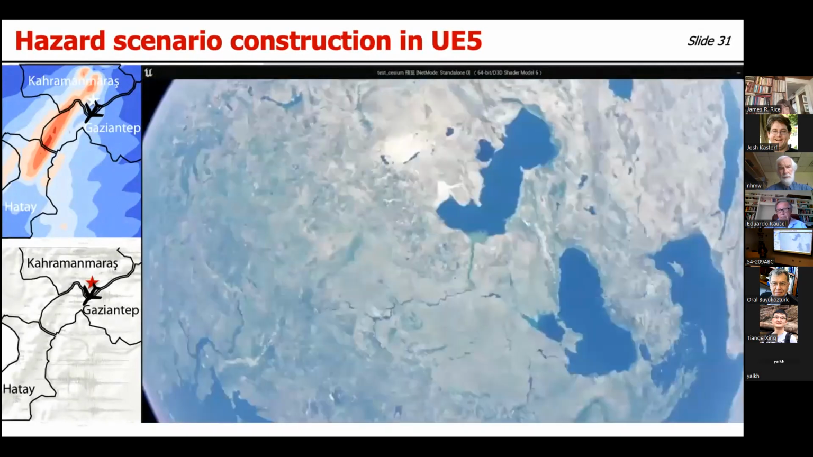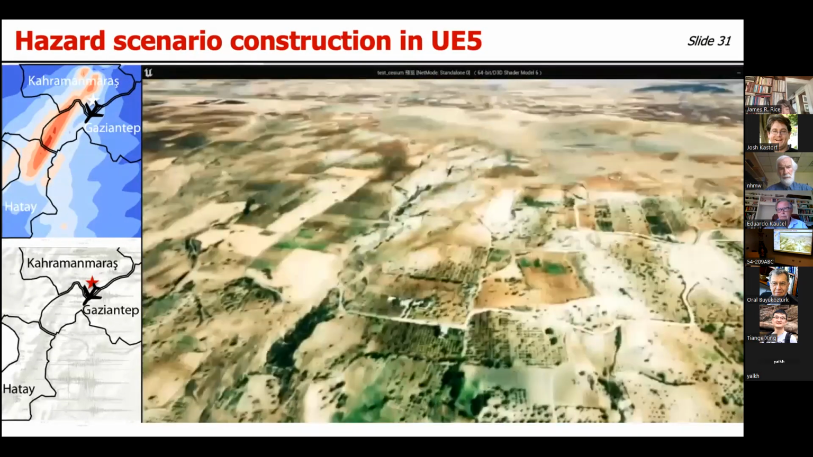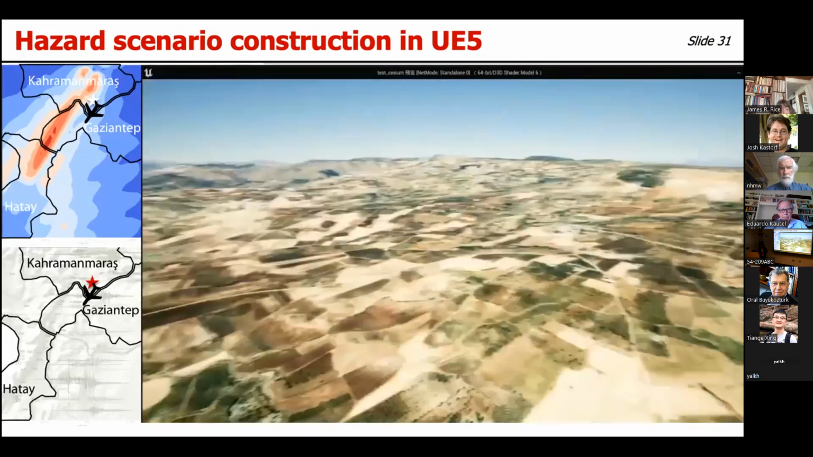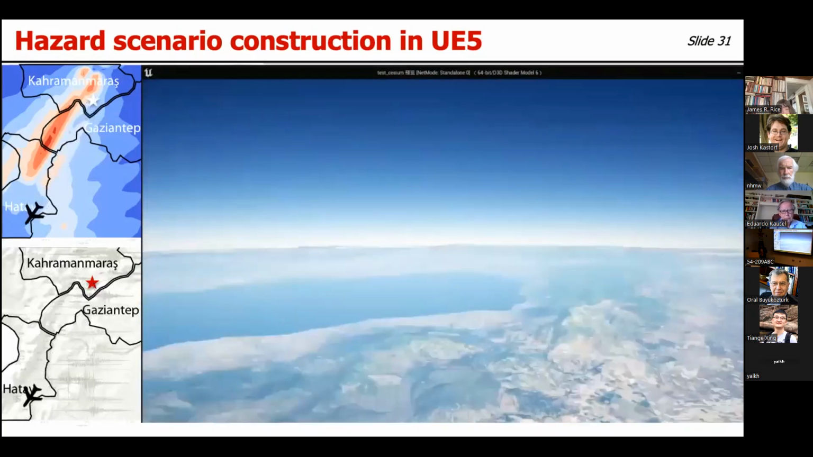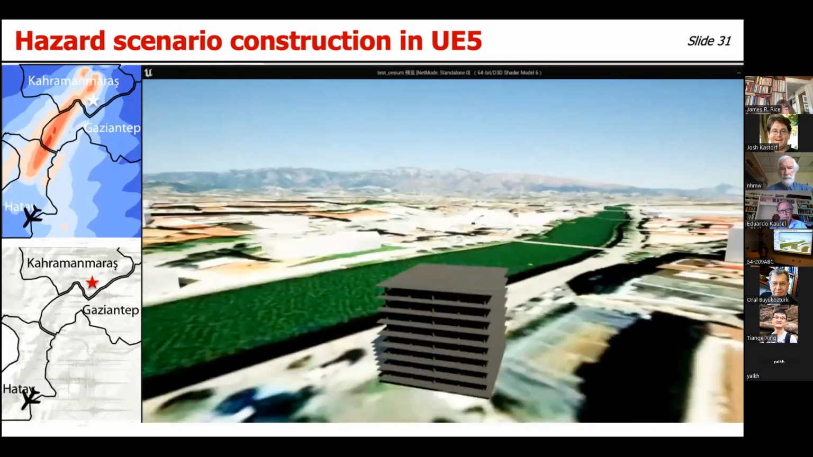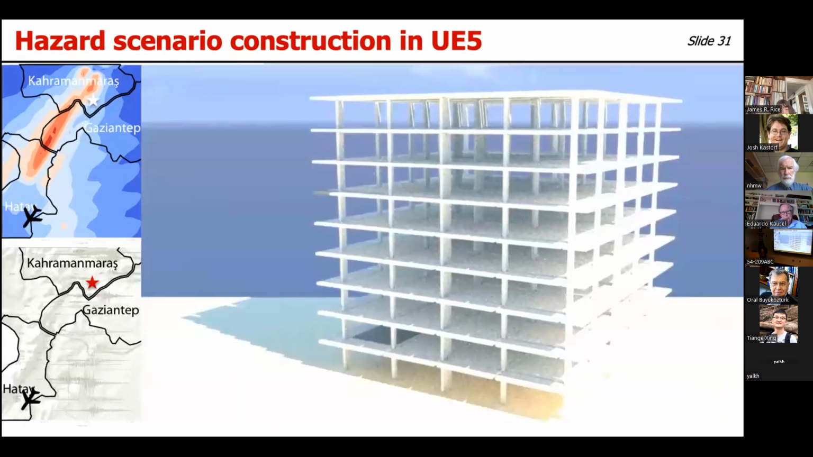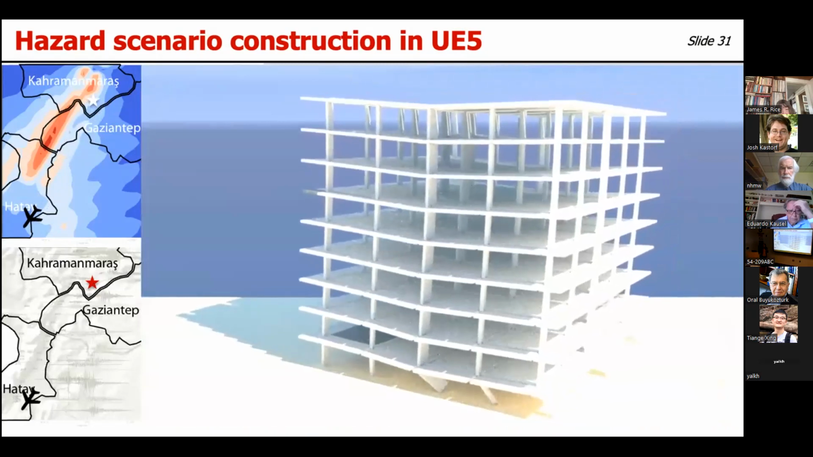Let's first move to Kahramanmaras, which is here. And now we just fly along the fault. So you see the plane flying. Then this is Hatay, where we built some of the buildings, virtually. Then we input the acceleration in the place. Since we have the ground motion modeling, we can input the ground motion to any place that has a building.